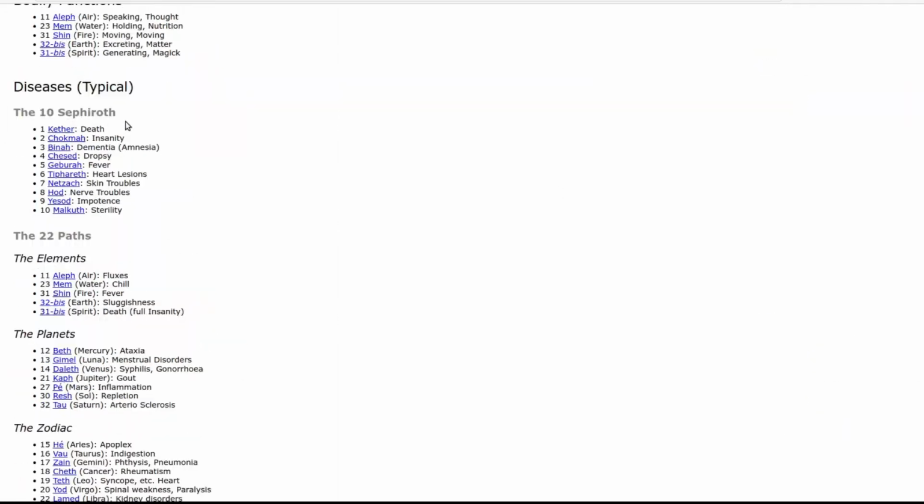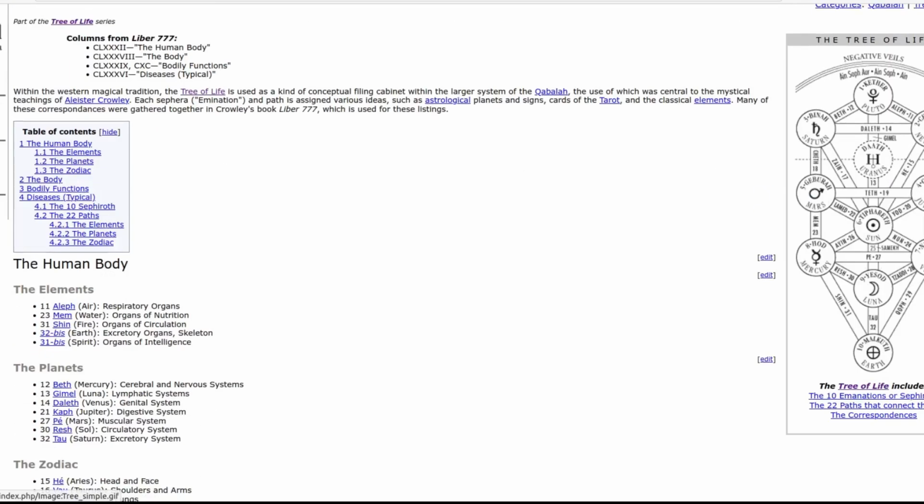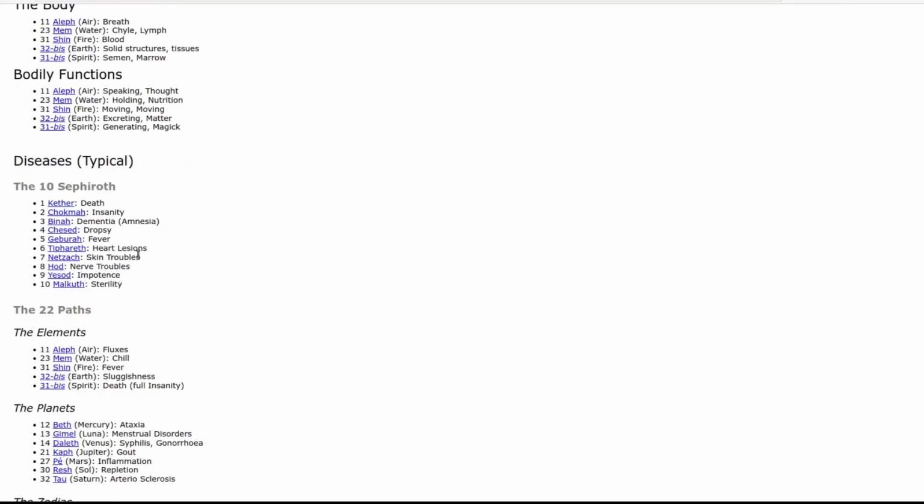Here we go, the 10 Sephira. Keter, top of the head, I guess, is death. Chokmah, insanity. Binah, dementia or amnesia, forgetting. Chesed, dropsy. What is dropsy? That is fluid buildup. You can kind of think Chesed, kind of fluid. Gevurah, fever, so hot. This is kind of Gevurah, hot or fever. Chesed is excessive water buildup. So they're opposites.